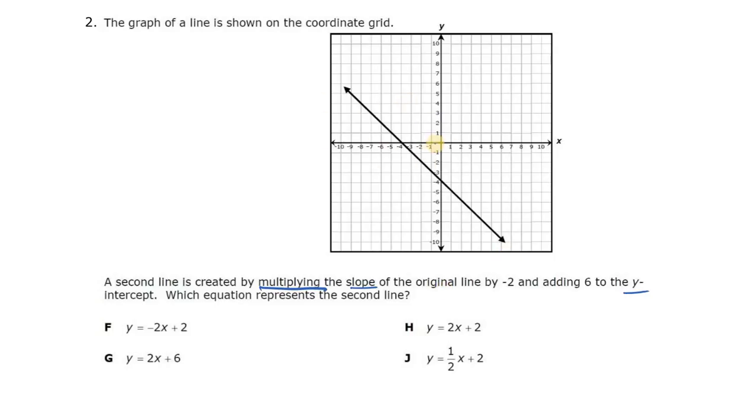So we don't know what this line is. We don't have the slope-intercept form, so let's go ahead and find it because we're going to have to do some stuff to it. So the easiest part is finding the y-intercept. In this case it is -4. So my line is y equals mx plus b. The y-intercept is -4. And now we find the slope.